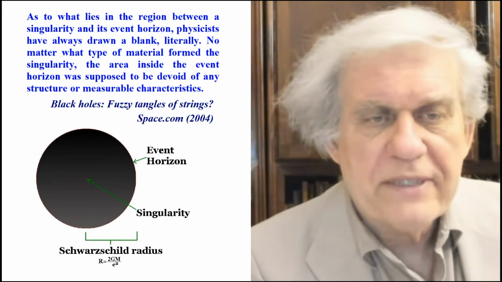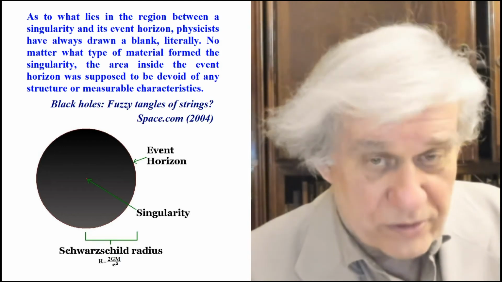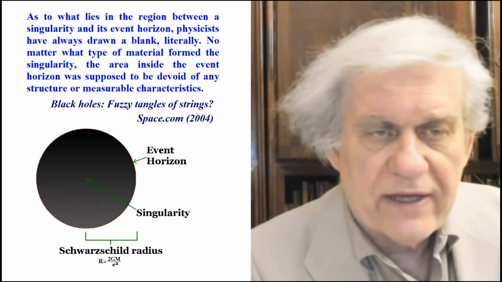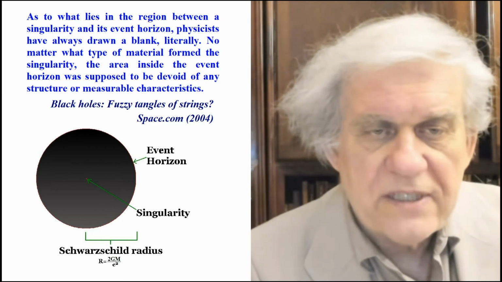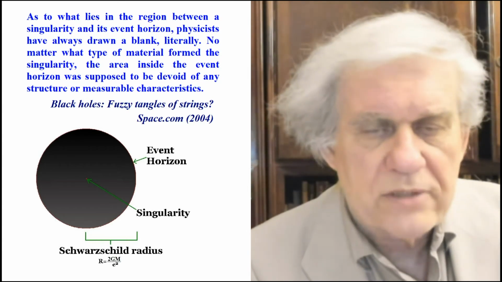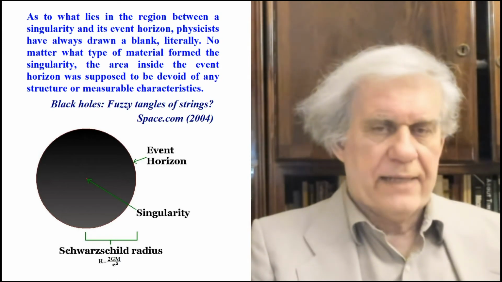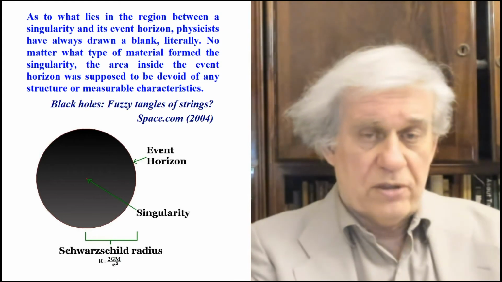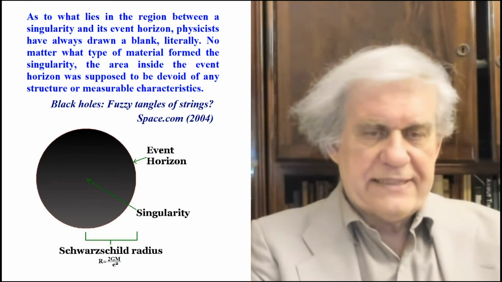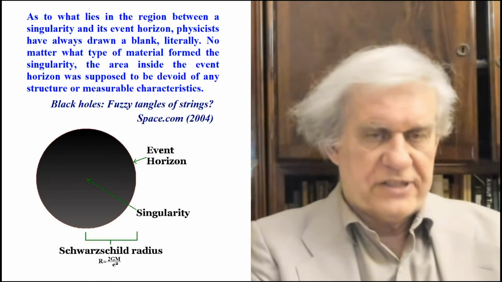No matter what type of material formed the singularity originally, the area inside the event horizon, or the volume, was supposed to be devoid of any structure or measurable characteristics. There is nothing inside a black hole. A black hole is 0-dimensional, no matter whatsoever. There is nothing there so far, according to physics. I don't care what the mathematicians say. There's nothing inside a black hole, and a black hole is made of nothing. Literally. Blank. Just like this guy said.